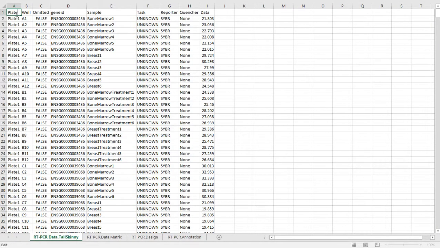RT-PCR data usually comes in one of two formats. Tall skinny format, where each row is a single measurement from a sample with additional metadata. Here the important columns are the plate, sample, target identification such as gene name, and the data, usually threshold cycle or CT.